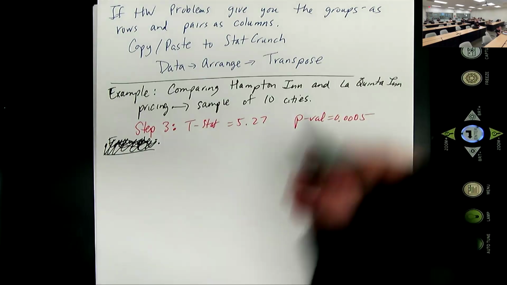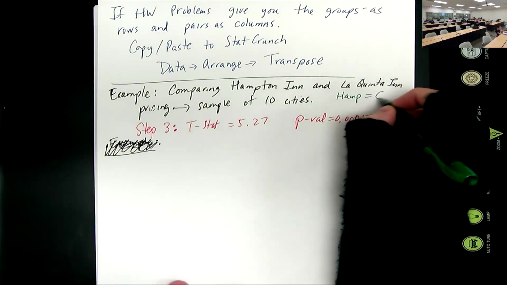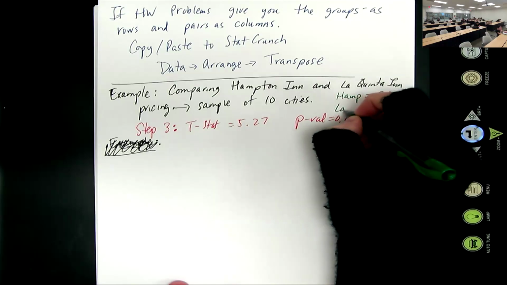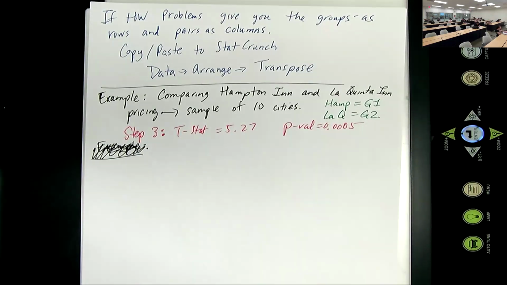So what we did is we put Hampton as group 1 and La Quinta as group 2. When you have more than one group, you want to label the groups. If you don't label the groups on the final exam, you will be penalized. It's not hard, it doesn't matter how you choose them, you just gotta label them. And your hypothesis test should follow the same label.